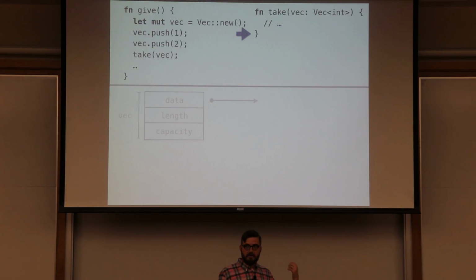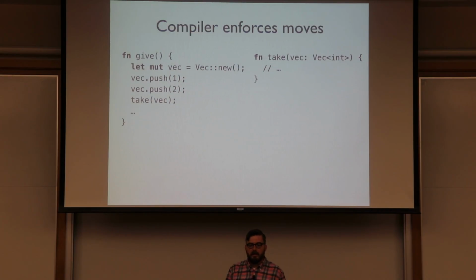But we do still have this old stack frame for give, right? So far, all of this would look the same in C++, right? So what's the core difference? Well, the core difference is that the compiler actually checks ownership, right? So these things I'm telling you, these concepts of ownership transfer, are actually part of the type system.